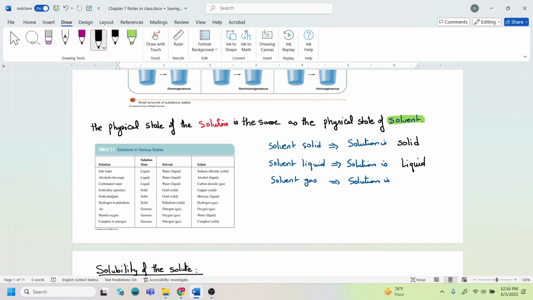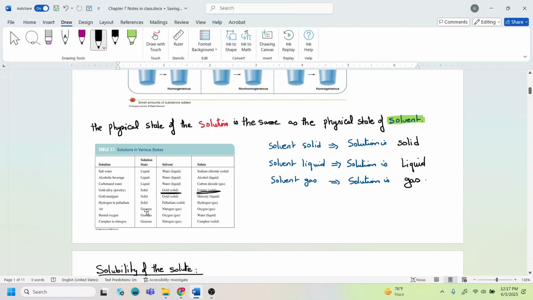And if your solvent is a gas, then your solution is going to be a gas. Let's have an example. If you take copper solid and dissolve it in gold solid, you see that your solvent is gold and your solvent is solid, then the solution is going to be solid. On the other hand, if you take hydrogen gas, which is a solute, and you dissolve it in palladium, which is a solid, then your solution is going to follow the physical state of that solvent, which is a solid.